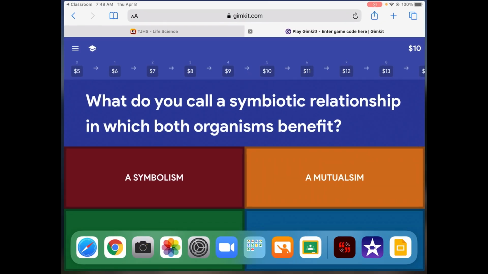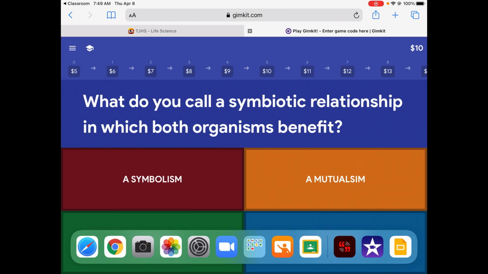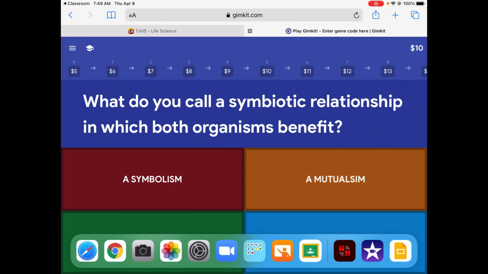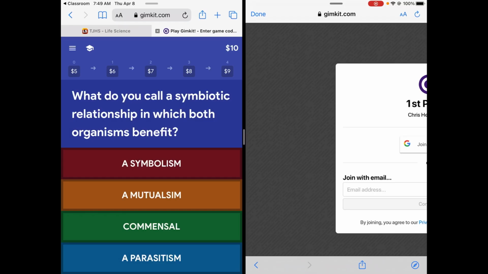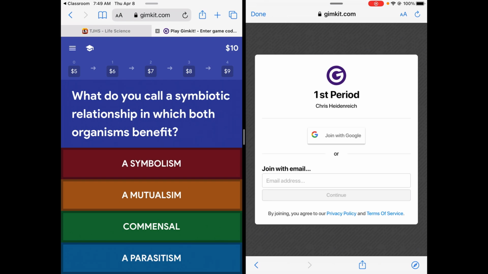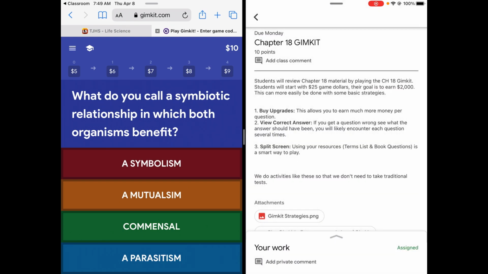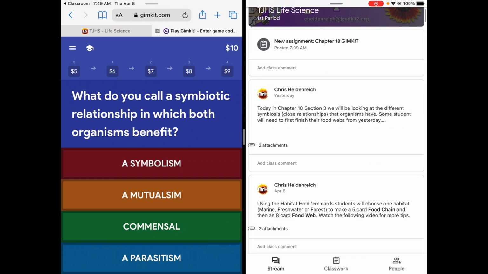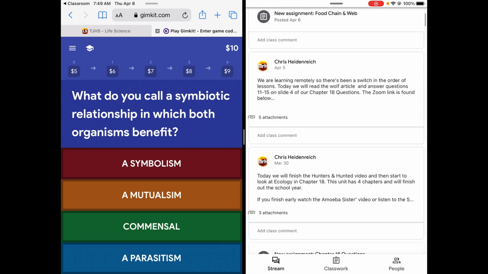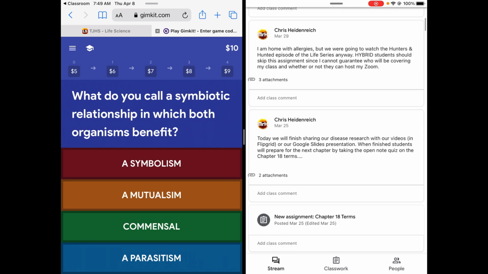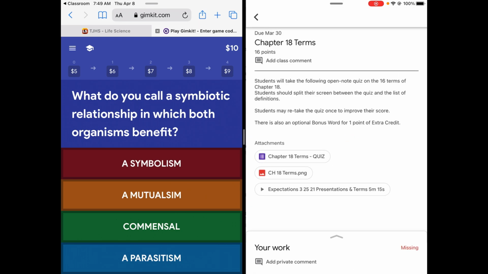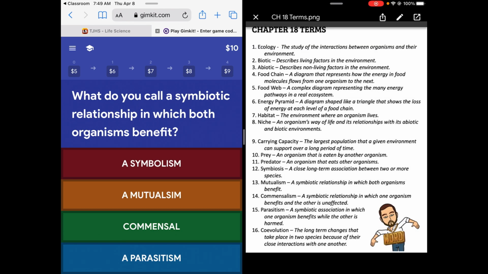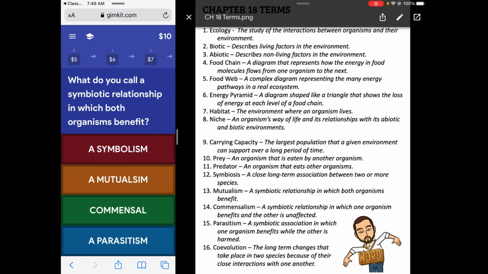And then also, I'm going to split screen back to Google Classroom. It should let me do this. There we go. Gimkit really adjusts the size of the game well. So I'm going to go back and find my Chapter 18 terms. There's the questions. There's the terms. Because I think this picture of the terms is pretty darn helpful.